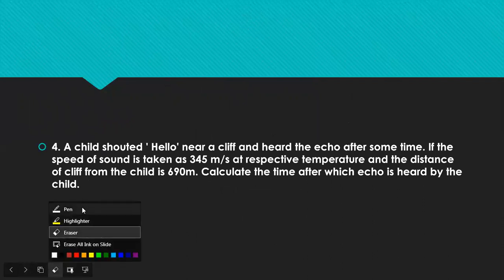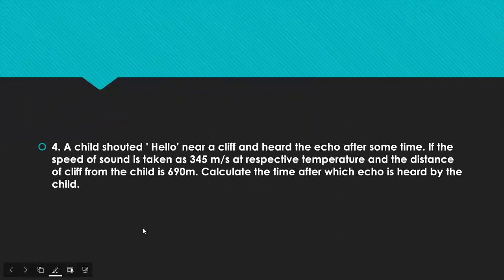Fourth question is a special type of question which is echo question. A child shouted hello near a cliff and heard the echo after some time. If the speed of sound is taken, you can read this question. Now we are going to solve this. What we are given is speed of sound 345, distance we are given 690 meters, and time we are not given.